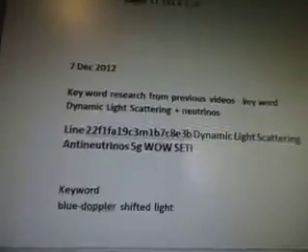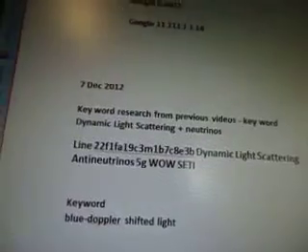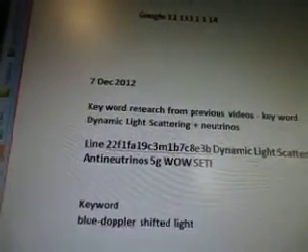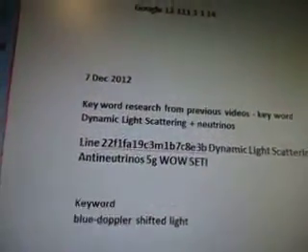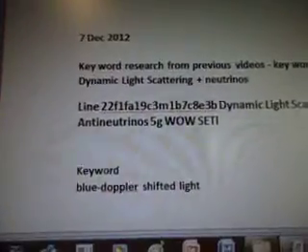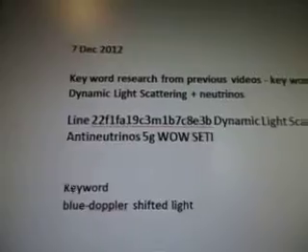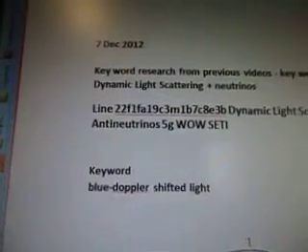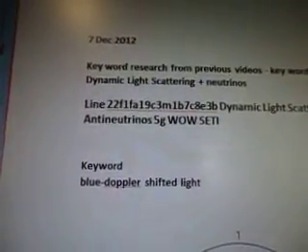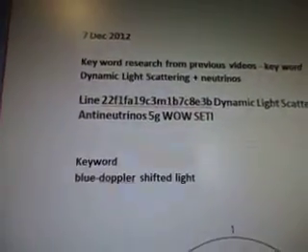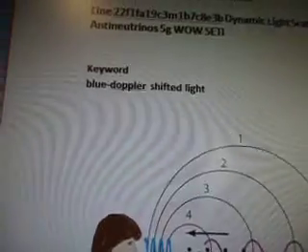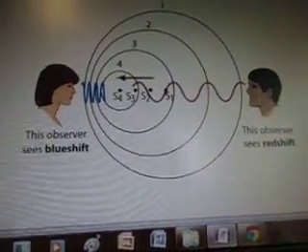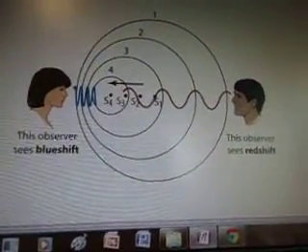Okay? So December 7th is when I started working on it. Today's the 24th of 2012. The keyword research from previous videos is dynamic light scattering plus neutrinos. And it's line 22f1fa19c3m1b7c8e3b, dynamic light scattering antineutrinos 5G Wow Seti. The keyword is blue-Doppler shifted light. This observer sees blue shift, this observer says red shift.